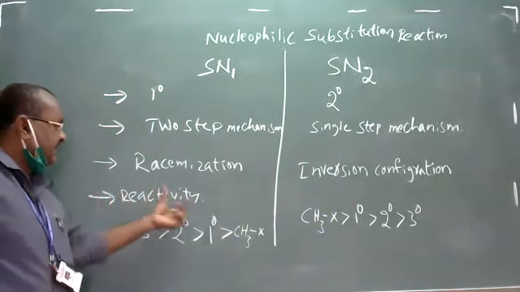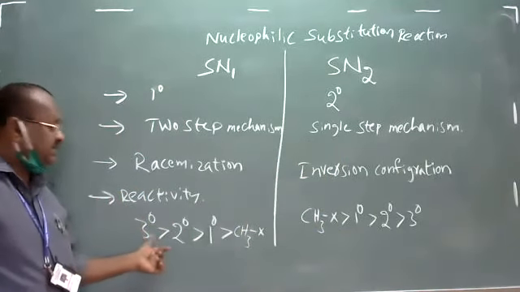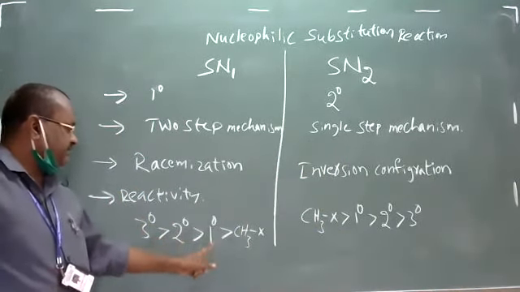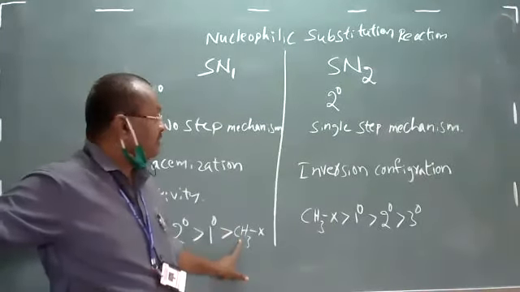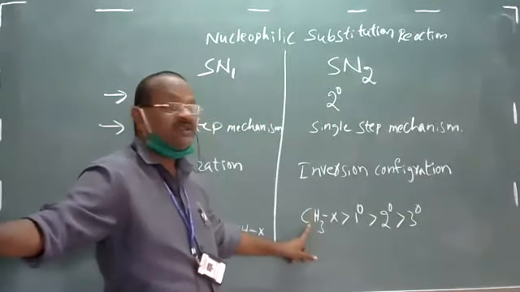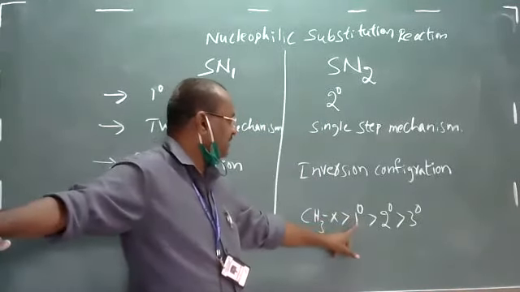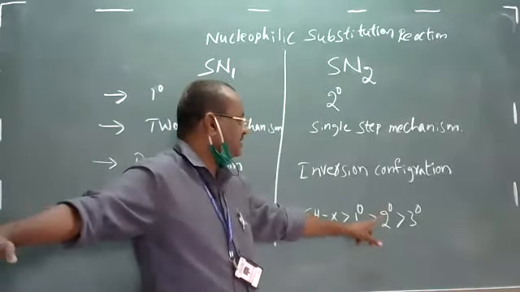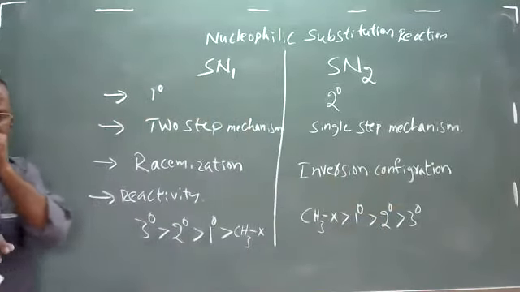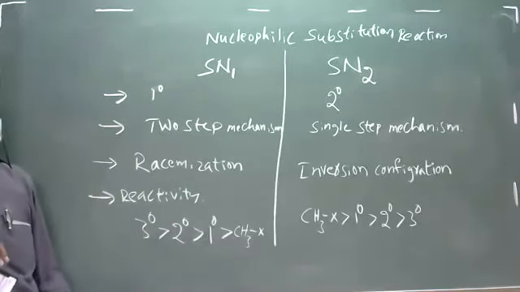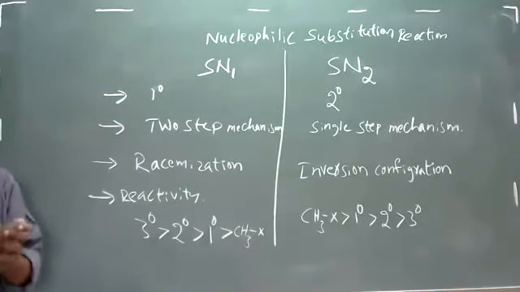And the last point is reactivity. Tertiary reacts faster than secondary. Secondary reacts faster than primary. Primary reacts faster than methyl halide. Whereas in case of SN2, methyl halide reacts faster than primary. Primary reacts faster than secondary. Secondary reacts faster than tertiary. This is the difference between these two.